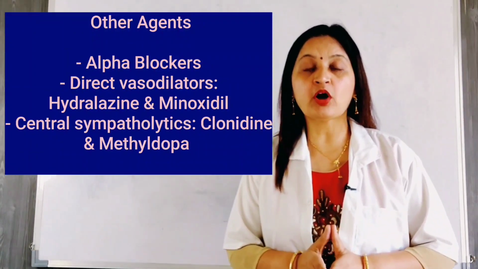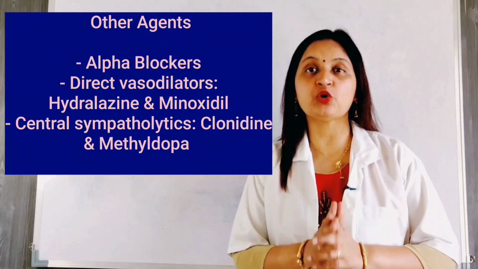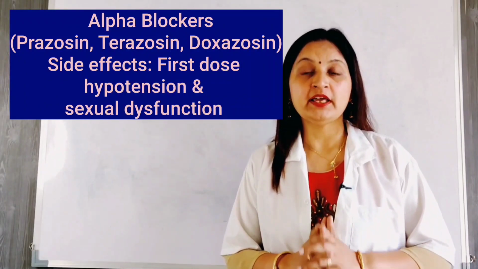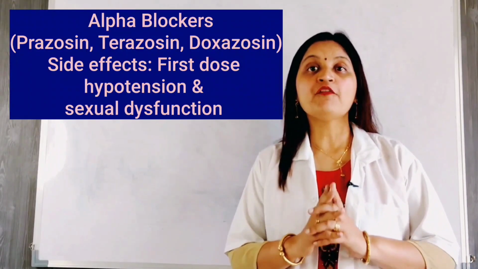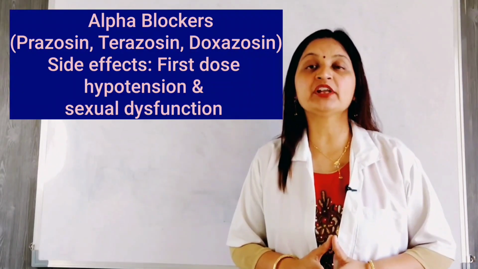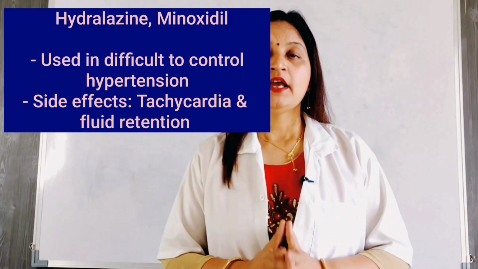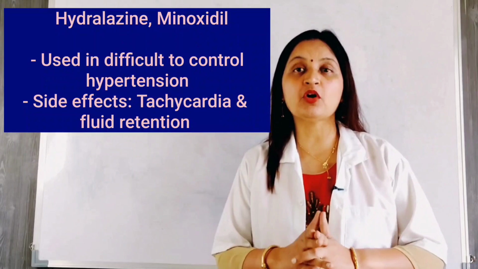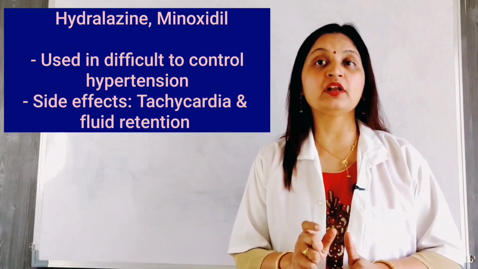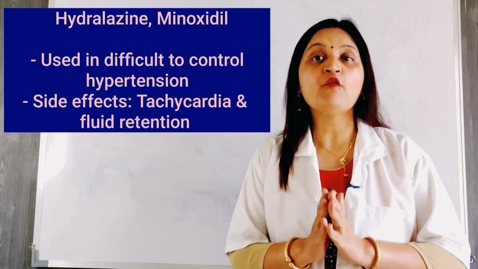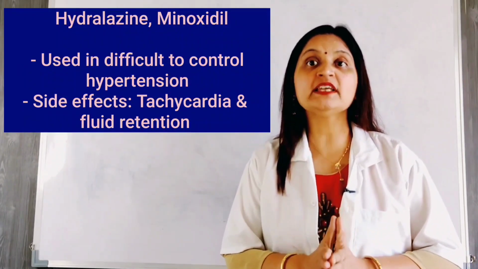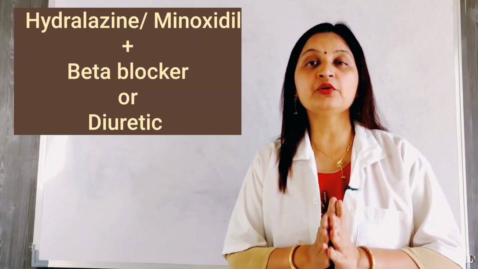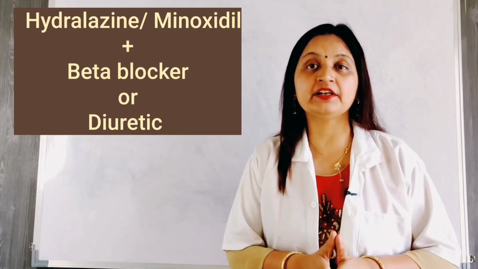For example, alpha blockers such as prazosin, terazosin, doxazosin. Although these drugs are effective in lowering blood pressure, they have significant side effects. First dose hypotension or postural hypotension is common with these drugs. Then the next group of drugs are direct vasodilators, which includes hydralazine and minoxidil. They are used in difficult to control hypertension and are associated with fluid retention and tachycardia. Therefore, these drugs are used in combination with diuretics or beta blockers to control tachycardia and minimize fluid retention.